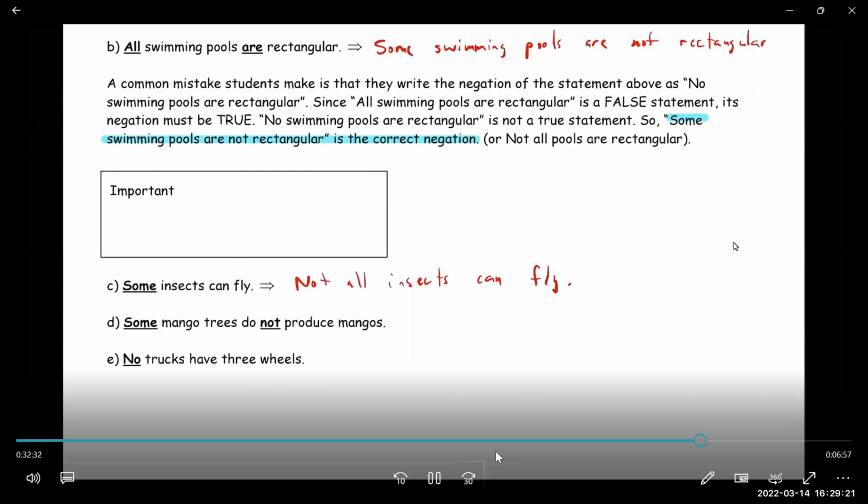Because if this is false, there's some insects that can't fly. We know this is false. Ants, for example, can't fly. Or I guess some ants can't fly. So how do you make that into a true statement? You say, not all insects can fly.